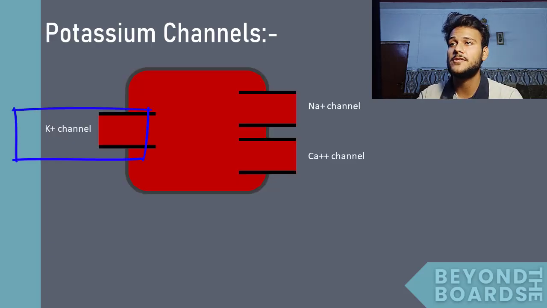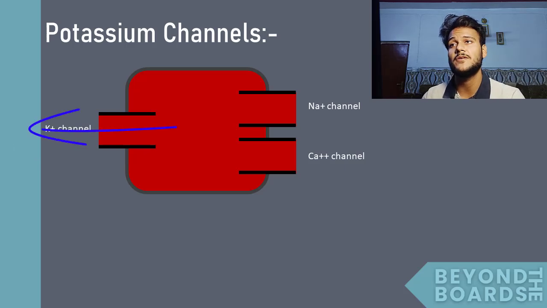Now, the third type of ion channels I want to talk about are the potassium channels. There are multiple types of these channels, and unlike the previous channels we talked about, when the potassium channels open, they allow potassium to flow from the inside of the cell to the outside of the cell. So they are responsible for potassium efflux. Recall that efflux just means the ions are moving outside of the cell.